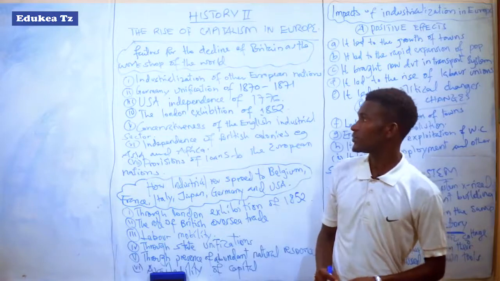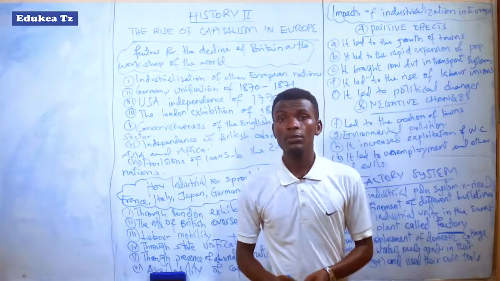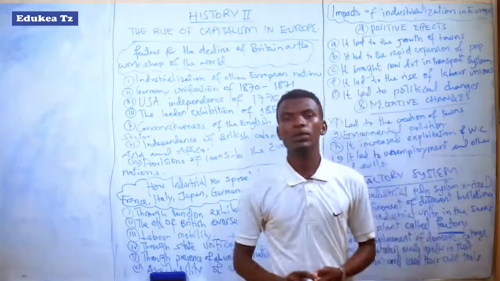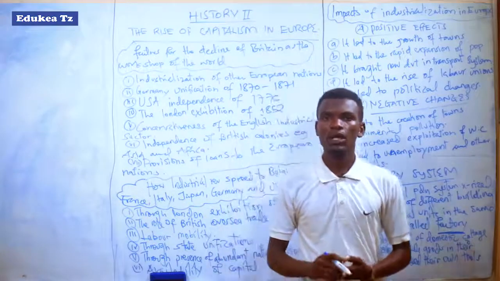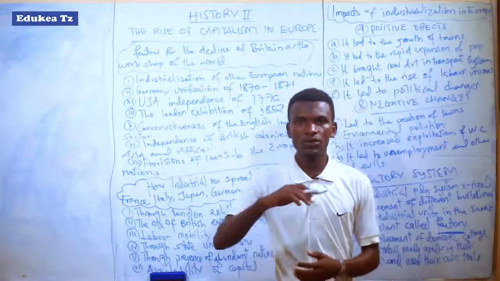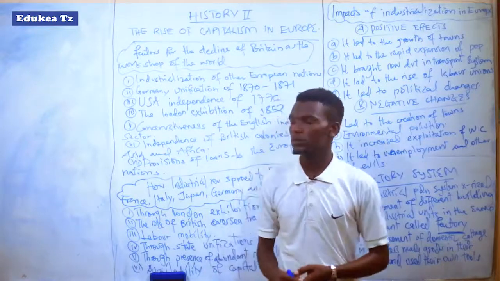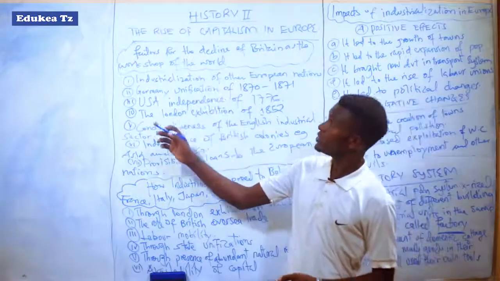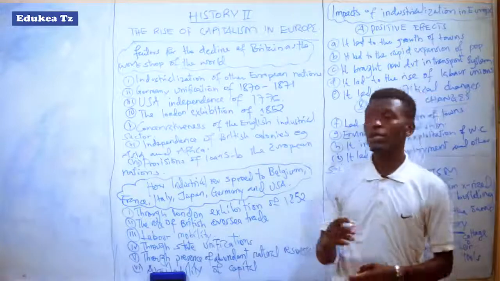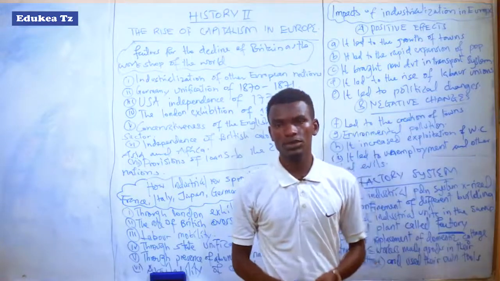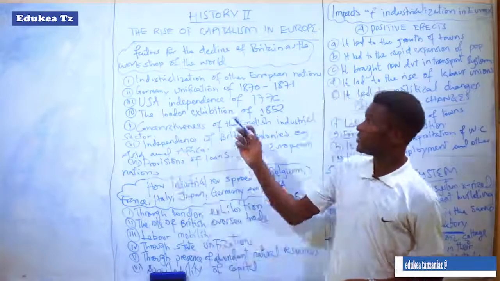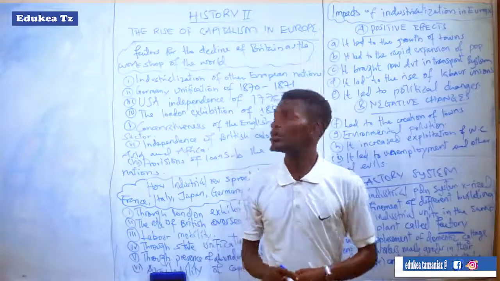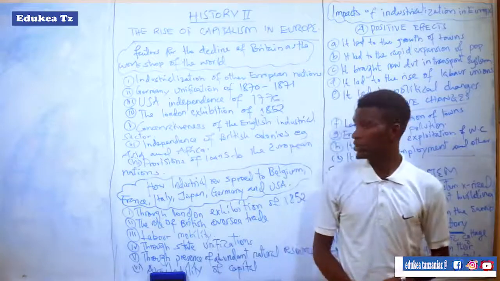So you can see that with unification, the nation which was formed came up with policies and strategies on how they would increase the production of industrial goods and food. So that unification challenged the British hegemony as the workshop of the world, and led in one way or another to the decline of Britain as the workshop of the world.